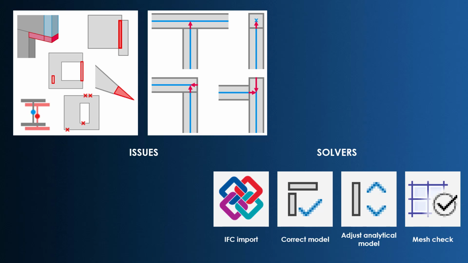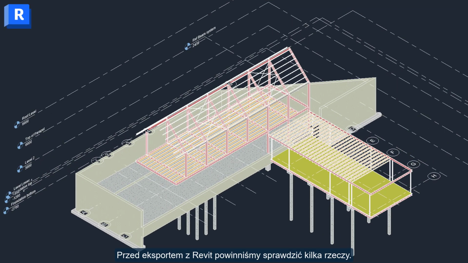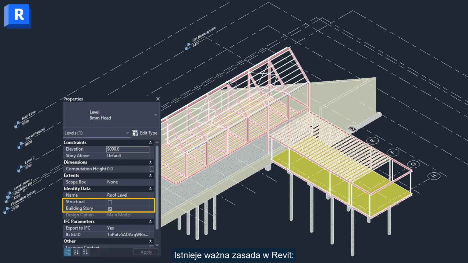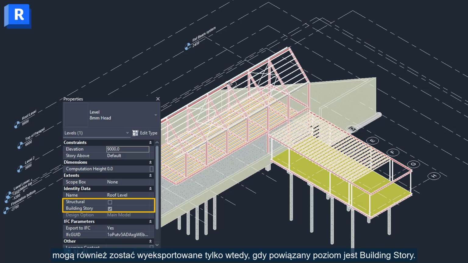Before exporting from Revit, the sender should check a few things. The model may contain levels, grids, and rooms. As mentioned earlier, levels and grids are useful for positioning and coordination. Rooms can be useful as references for live load definition. There is an important Revit-specific rule. In Revit, only levels marked as building story are exported to IFC. Since grids and rooms are assigned to levels, they can also be exported only if the related level is a building story.